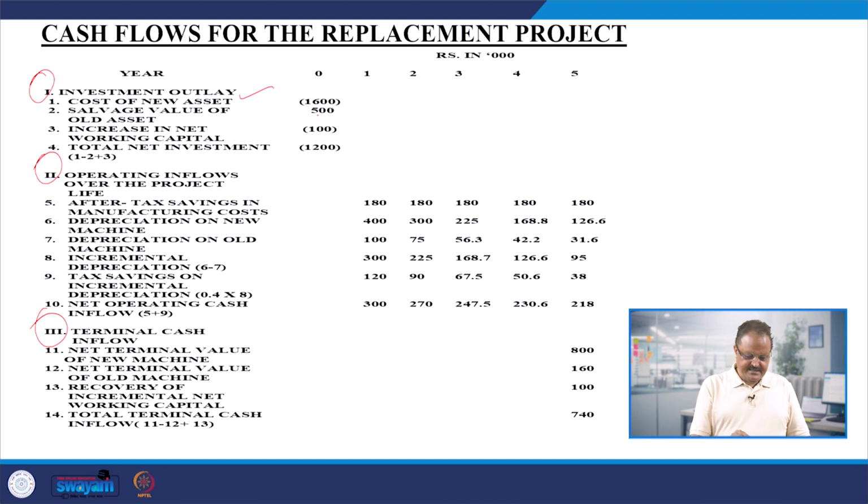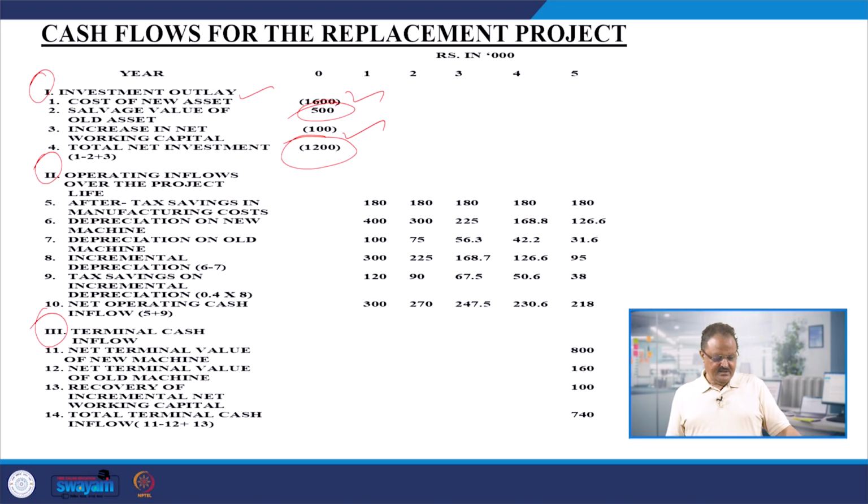So the cost of the new asset is given to you in thousands of rupees. So 1600,000 rupees of investment is required for having the new machine. But it's not that 1600,000 rupees will go in full from our pocket or from the firm's pocket. 500,000 rupees will come from the salvage value of the old machine also. So net investment is going to be 1600,000 minus 500,000, which is 1100,000, plus the increase in the working capital of 100,000. So the total investment is not going to be 1700,000, but only 1200,000, because 500,000 are going to come back to us from the salvage value of the old machine.